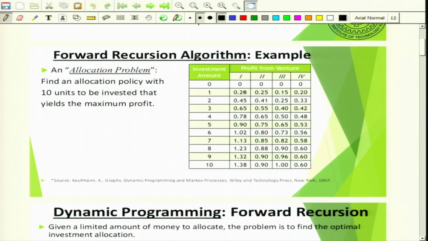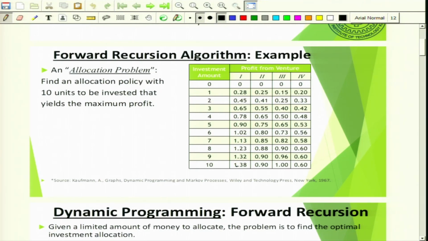And it is not linearly increasing or decreasing, it's a random value that is coming up. For example, if you see here, sometimes the investor is investing at venture 1, if he is investing, let's say 2 units, then he is getting 0.45, and reasonably if you think if he is investing 10 units for venture 1, he should get 0.28 into 5, right, if you do the mathematics, but that is not the case here. 0.28 into 5 should be 1.4, but he is getting 1.38.